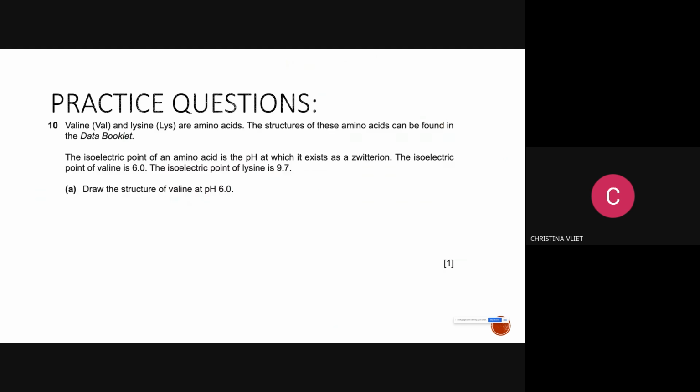And so, practice questions. It says to find your structures of amino acids in your data booklet, just in case you don't have that with you, I'll go ahead and tell you the R group, because I do have it, for valine and lysine. So valine, the R group is CH, CH3, CH3. So before we get started, try this question. You're going to do something with it in a little bit.